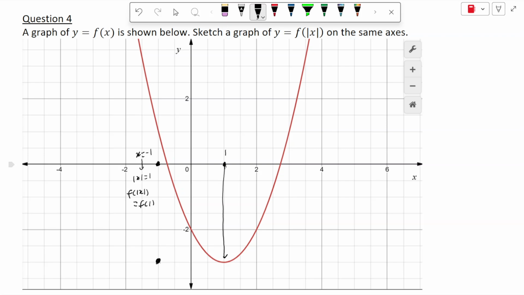If we take something like here, x is 2, so mod x is 2. So f of mod x is going to equal f of 2, right? So we do get a point there. So basically, to graph f of mod x, what you need to do is you need to keep the right-hand side of the graph completely intact. You don't mess with that at all, because mod x equals x over here.